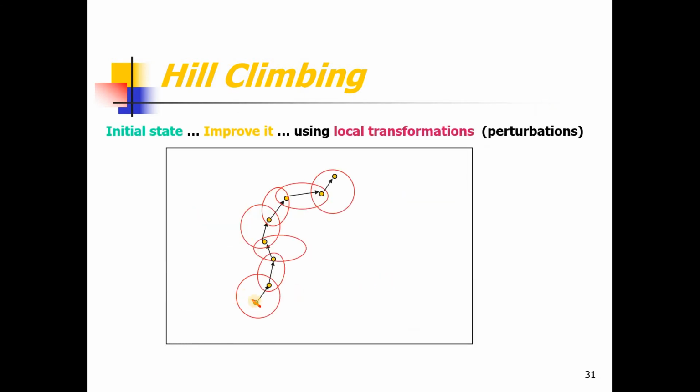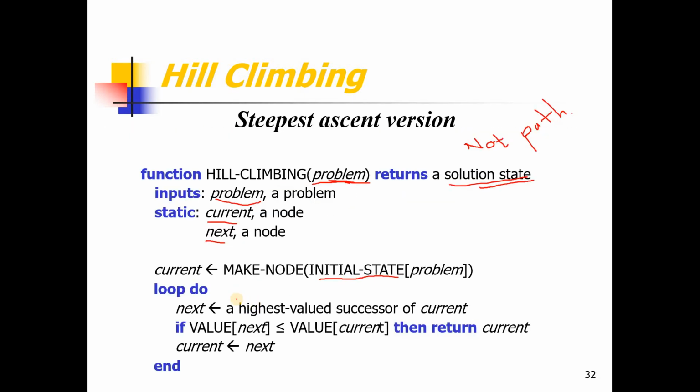You start with this random state, and then you keep on looping inside a loop, and you select the next node. The next variable will contain a node that is the highest-value successor of the current, so it has a value more than the current. You check it over here: if the value of next is less than the value of current, then you keep the current. Else you swap the current with the next.